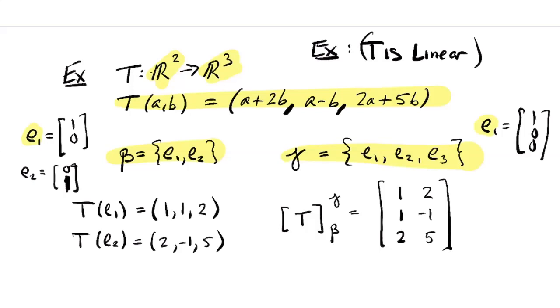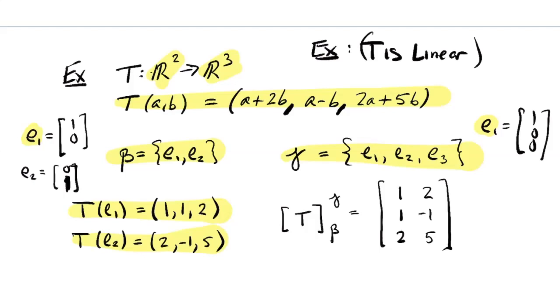So I worked some of this out ahead of time. You should probably pause the video, but using the formula for T, T of e1 would be (1, 1, 2). Yeah? Why? Because if you plug in, I'll just do it with the laser pointer with you, (1, 0), well, you get 1 plus 0, 1 minus 0, 2 plus 0. Well, that's (1, 1, 2). And likewise, pause the video and check that T of e2 is (2, -1, 5).